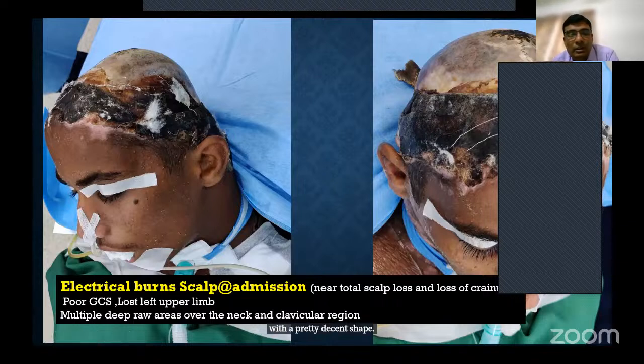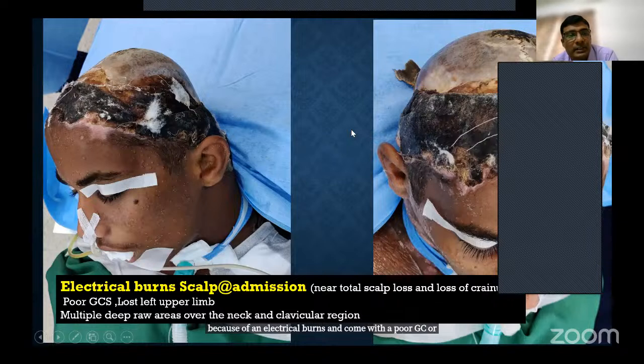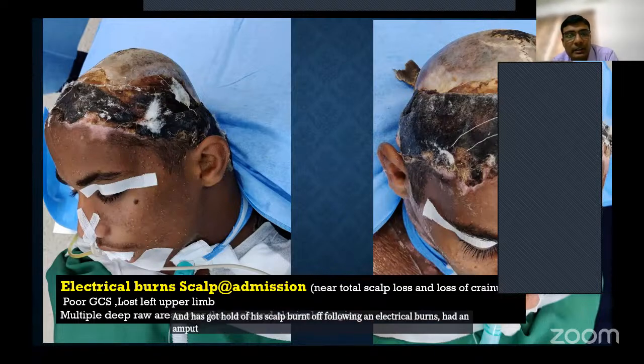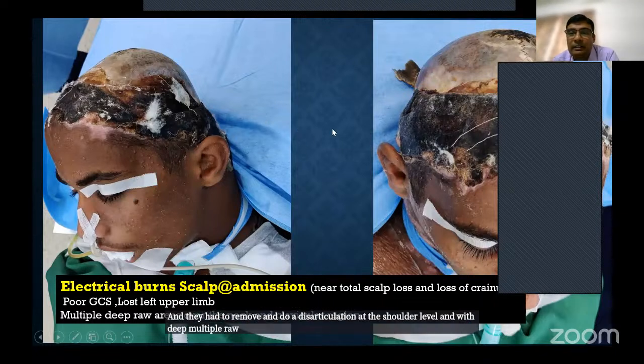Sometimes you are called in to deal with a patient who is near dead because of an electrical burn, and comes with a poor GCS, and has sepsis, and has got the whole of his scalp burnt off following an electrical burn. He had an amputation of the left upper limb, which was the exit wound, and they had to do a disarticulation at the shoulder level, and with deep multiple raw areas in the neck and the clavicular region.